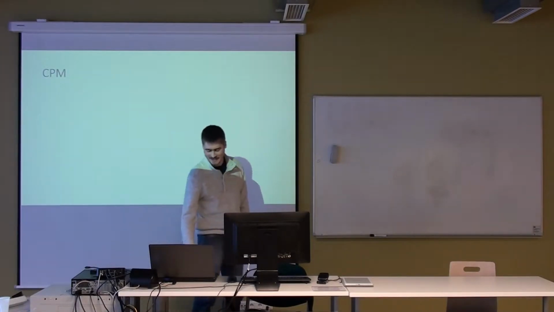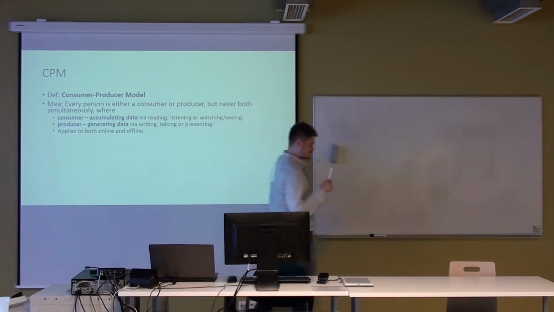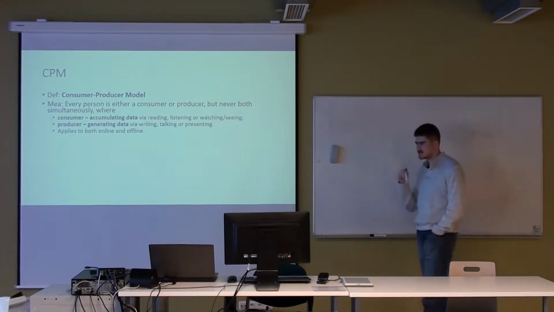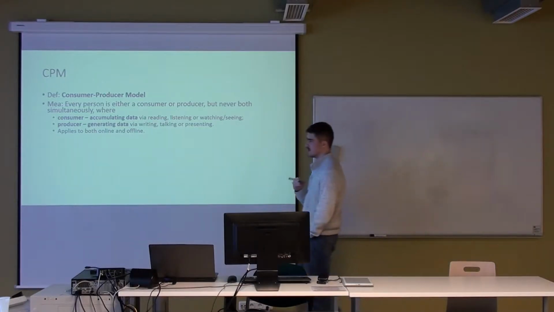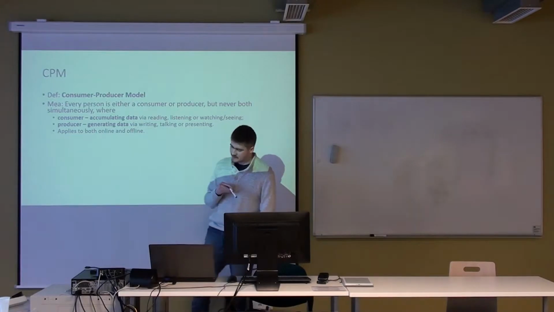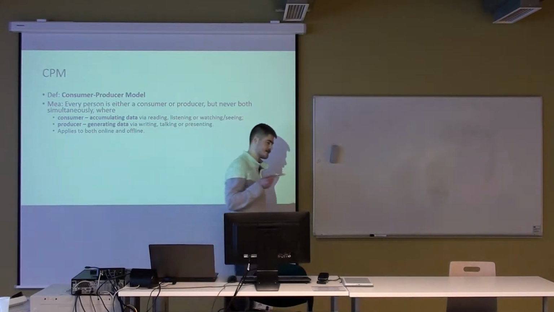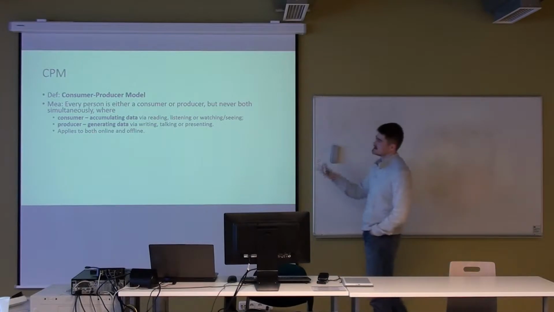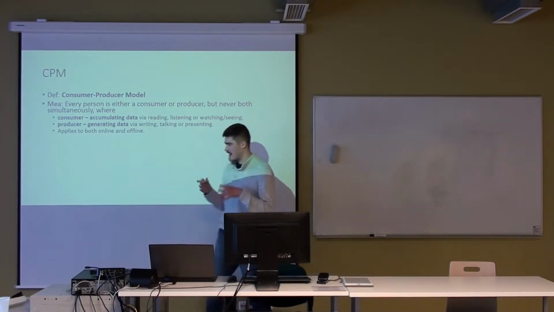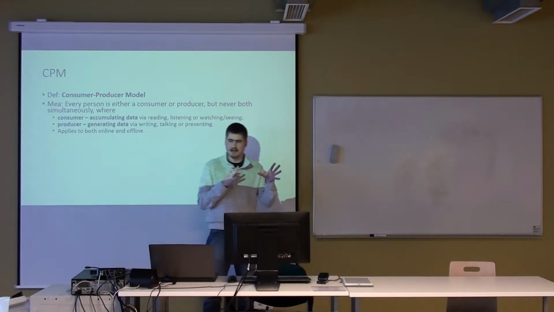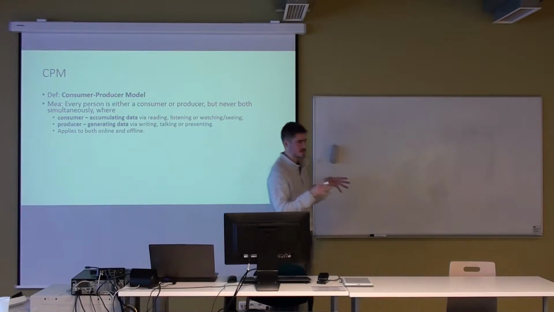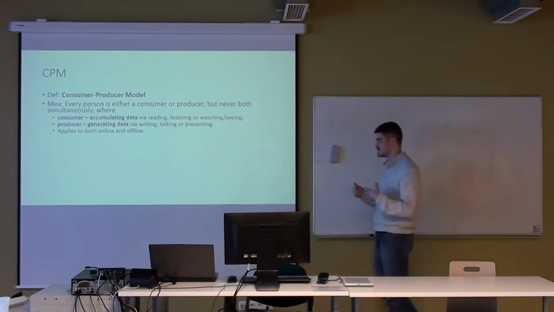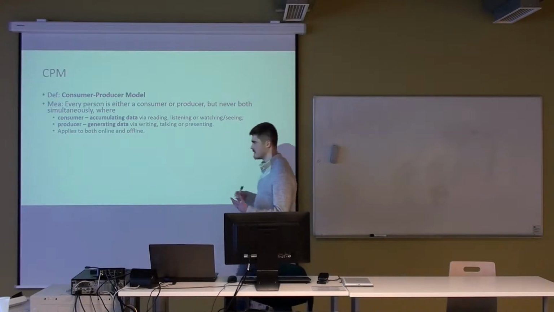So the first definition, CPM. It stands for consumer-producer model. It comes from one of the lecturers in this university, Leo Matos, in case you have heard, who has written a book about this. I haven't read it, but the concept that he delivered during his course was pretty much the same that I have here. If you're a living human being, you already have two sets of roles in any situation. You're either consuming or producing. If you're consuming, you accumulate data, you're absorbing something from the world. If you're producing, you are changing the world, altering it, influencing it, broadcasting, whatever.